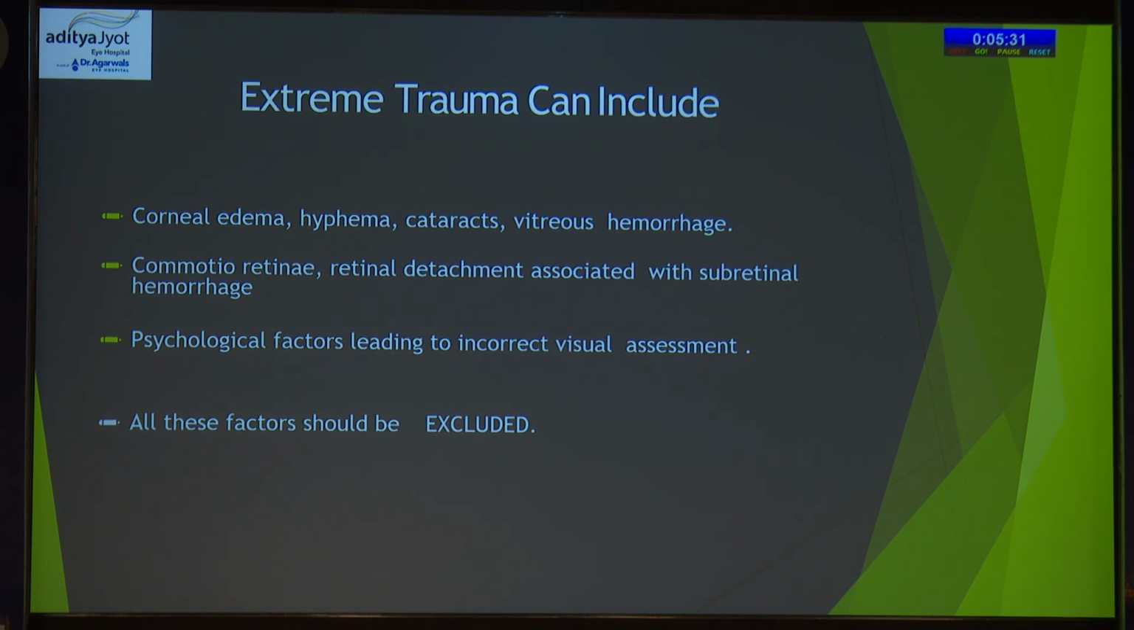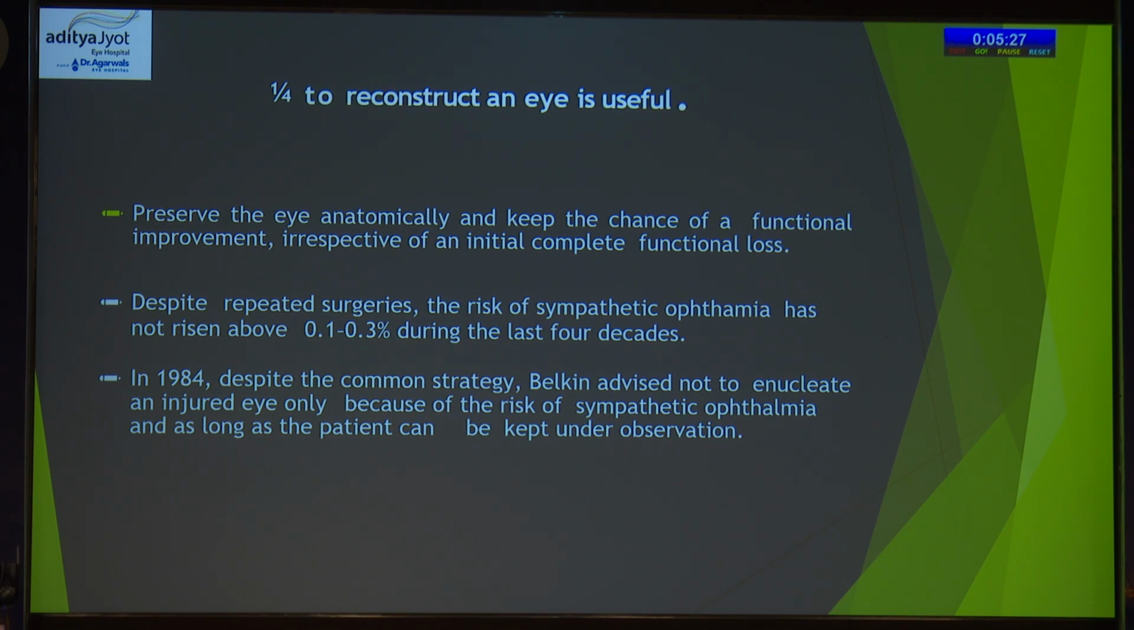So extreme trauma can include any of this, and the main idea will be to construct an eye that is useful, preserve the eye anatomically, and keep the chance of a functional improvement irrespective of an initial complete functional loss. So that's why for any bad injury, I say don't do primary enucleation, do something.